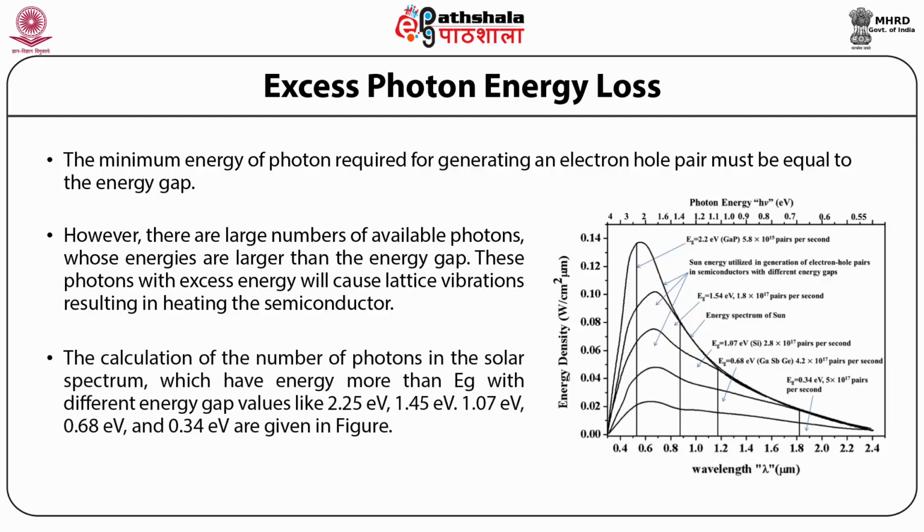The calculation of the number of photons in the solar spectrum which have energy more than Eg, with different energy gap values like 2.25 electron volt, 1.45 electron volt, 1.07 electron volt, 0.68 electron volt, and 0.34 electron volt, is shown in the figure.